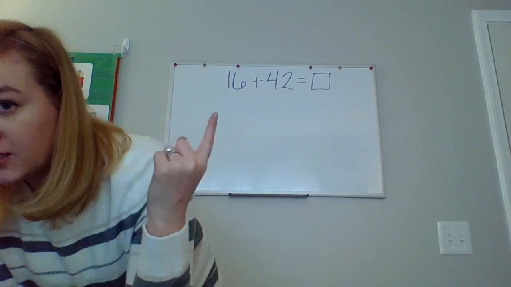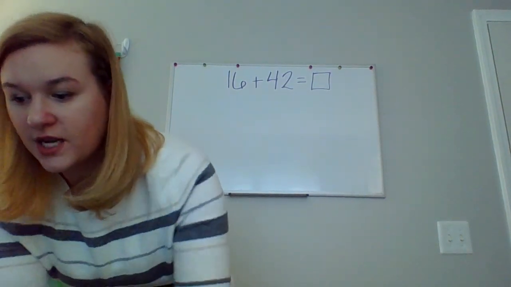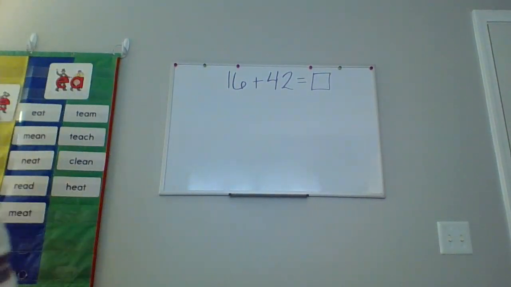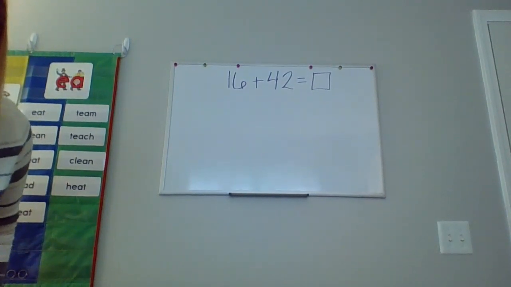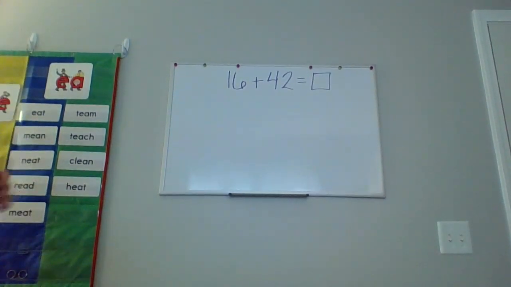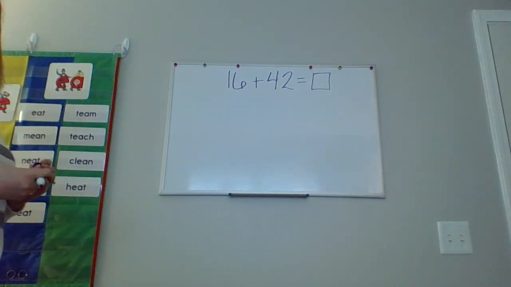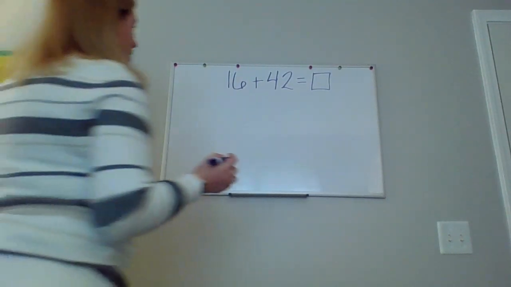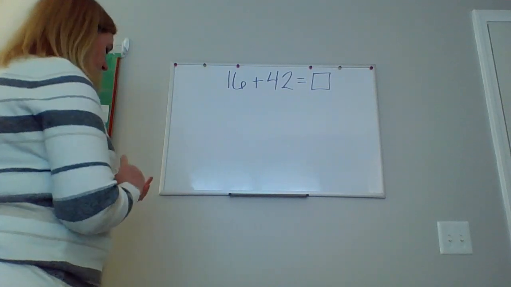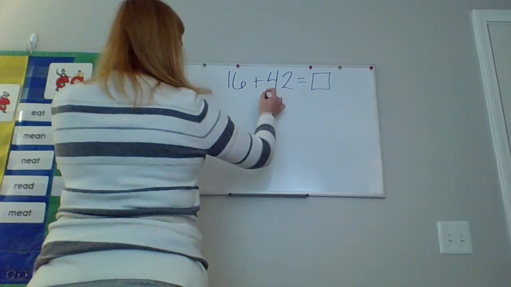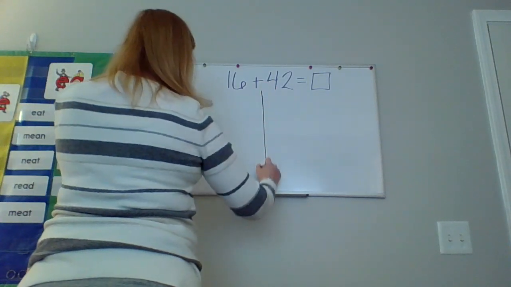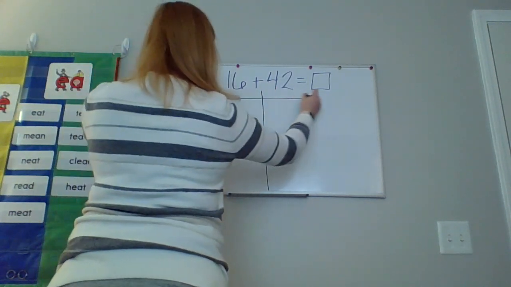Yes. Okay, write this equation. 16 plus 42 equals unknown. Okay. Do not mute this. I wasn't muted. It must have been something with the internet. All right, 16 plus 42 equals unknown. All right, so I'm going to draw out my tens and ones chart.